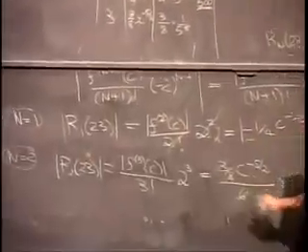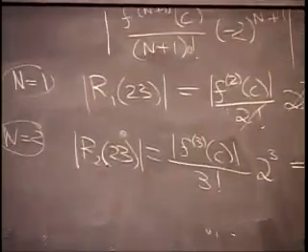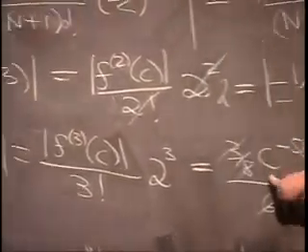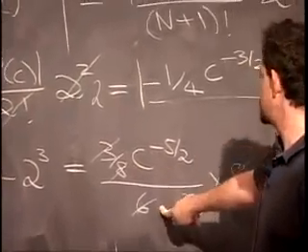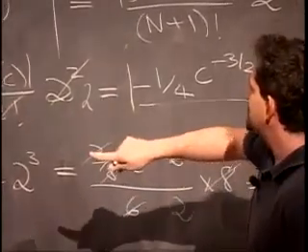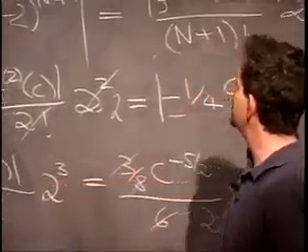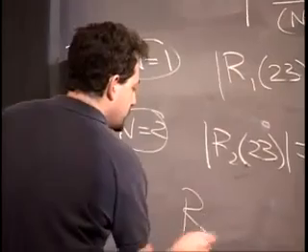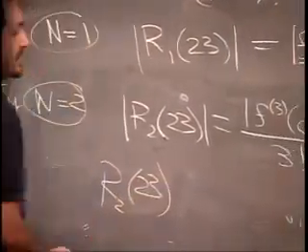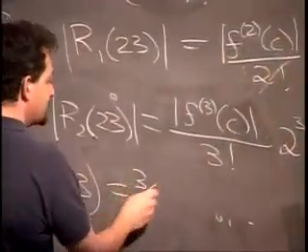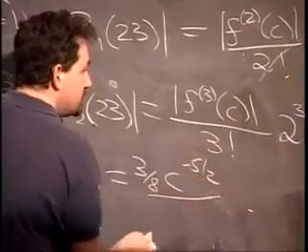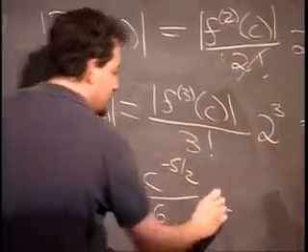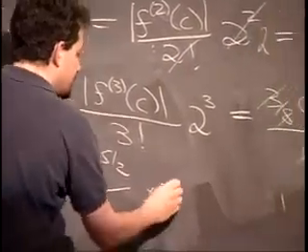Let's look at R2 of 23. We took absolute values, but before we took absolute values, we have the third derivative, which is 3/8 c to the minus 5 halves, divided by 3 factorial, and then actually we're going to have a minus 2 cubed. So in order to really nail it, you need to write down exactly what R2 of 23 is without absolute values. It is indeed 3/8 c to the minus 5 halves over 3 factorial, times minus 2 cubed.